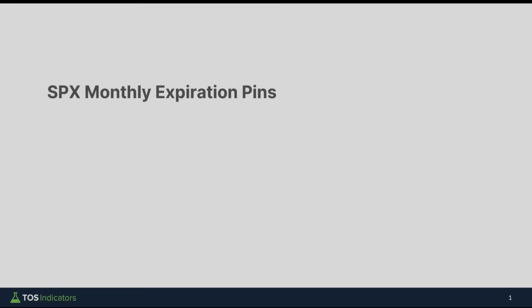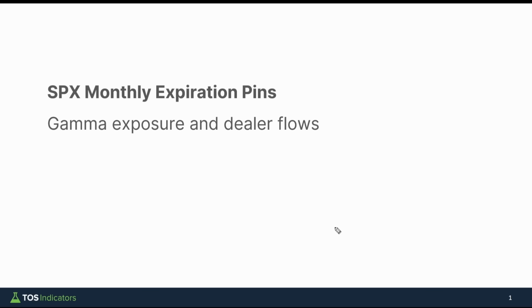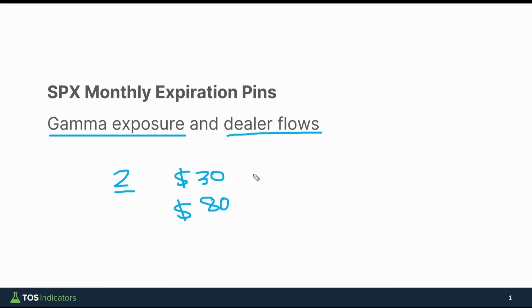Good afternoon, everyone. In this video, we're going to build some SPX trades for monthly expiration pins, and we're going to do so by analyzing gamma exposure and dealer flows. By the end of this video, we'll craft two different trade ideas. Each one is going to be a low-risk trade idea. One is risking $30, the other is risking $80, and in both cases, we're looking to make more than $800.